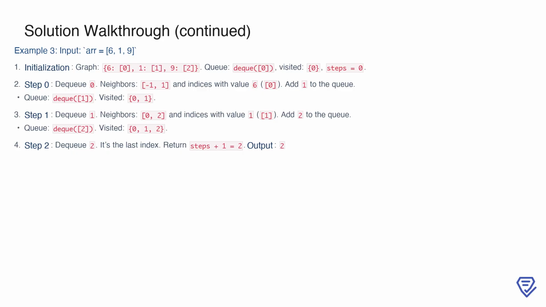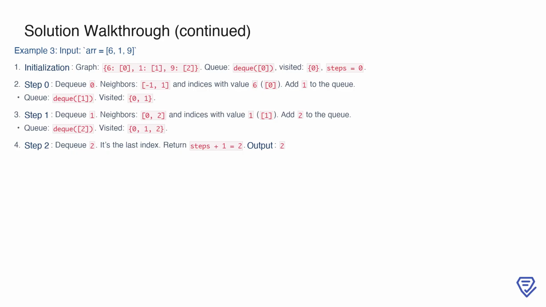In the next step, we dequeue index 1. Its neighbors include adjacent indices 0 and 2, as well as other indices with the value 1, which is 1. From this, we add the valid neighbor 2 to the queue and update the visited set to 0, 1, 2. The queue now contains 2.